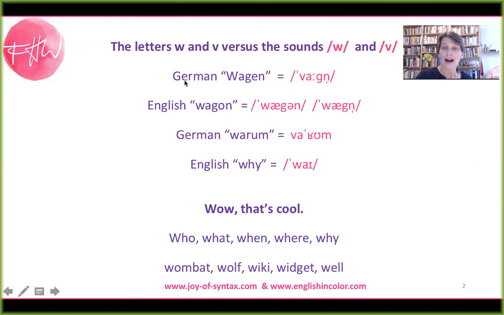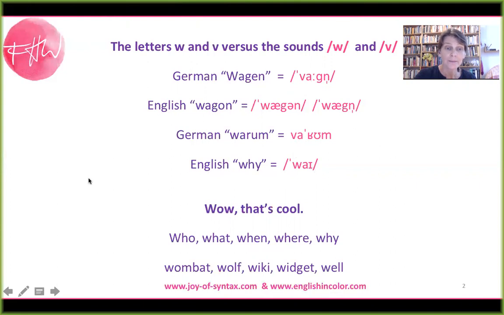The German word Wagen has a voiced sound. Wagen, it's a voiced labiodental fricative. The English word that means it, or developed out of the same word, is wagon with the wow sound. So compare German Wagen and English wagon. Now, I haven't met many students who have a problem with that. They can say Wagen and wagon. And then we have the German word warum and English why. So warum, why.